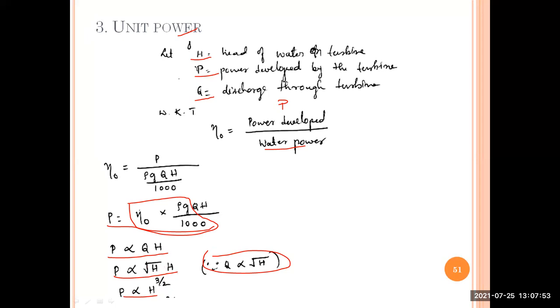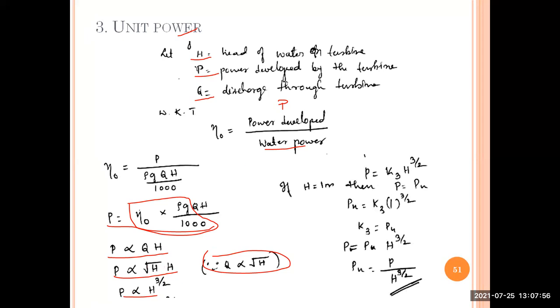And let us apply the definition of unit power. When H is equal to 1 meter, P will be equal to Pu. So if you substitute that, then you will get Pu is equal to k3 into 1 to the power 3 by 2. If you remove the proportionality, you will get a constant that we have taken as k3. So you'll get P is equal to k3 into H to the power 3 by 2. After that, we have applied the definition: when H is equal to 1 meter, P will become Pu. So if you substitute that k3, you will get it as Pu.